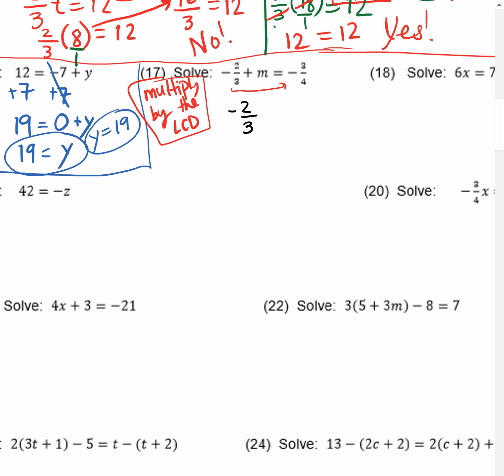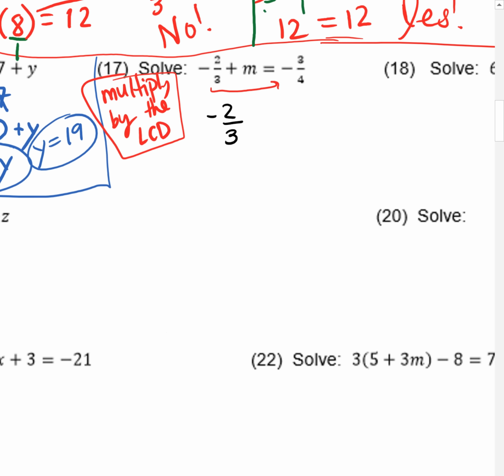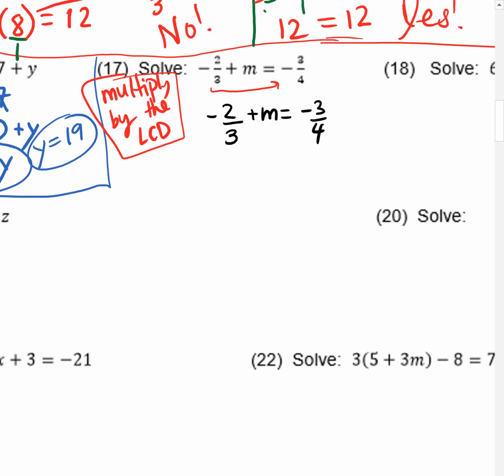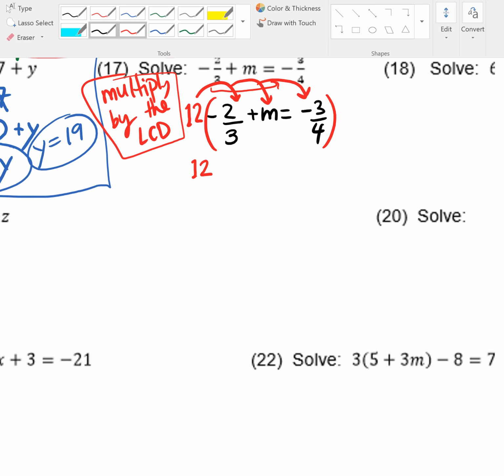So let me rewrite it one more time to give myself some room. -2/3 plus m is -3/4. And the LCD, if I think about those two denominators, 3 and 4, would be 12. So I want to take 12 and multiply it by every term, the 2/3, the m, and the 3/4. And you have to be careful, especially if this is on an exam. It couldn't hurt to take an extra step just to make sure you're doing it right.